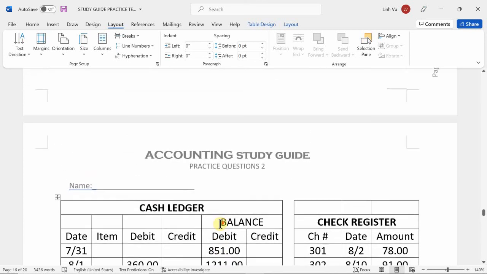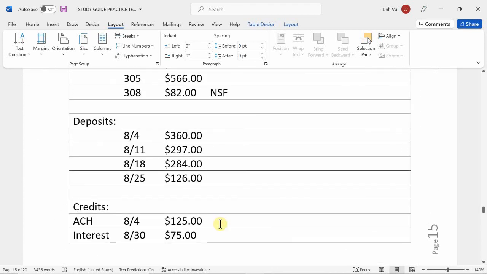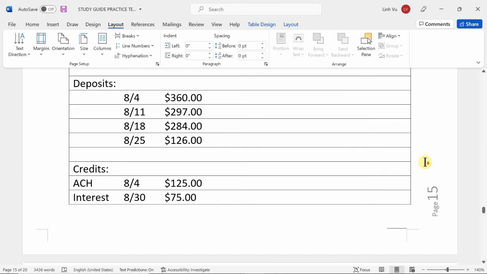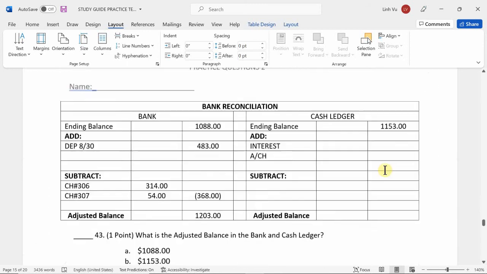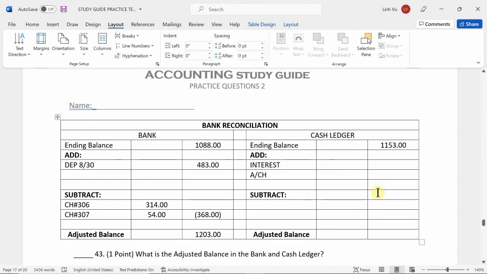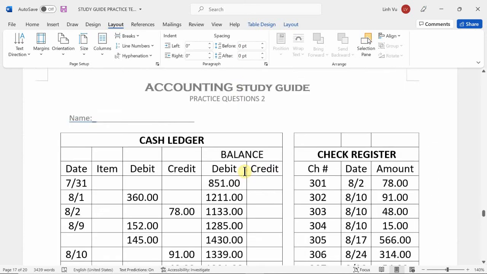So in this case, we're looking at auto clearinghouse and interest. So auto clearinghouse, I have $125, and my interest was $75. Okay. So I'm going to plug that in here. Interest was $75, auto clearinghouse was $125, making that, what, $200? Okay. Yes. So then what do I need to subtract? Your service fees, yes. Your non-sufficient fund, your check. Correct. Yes.